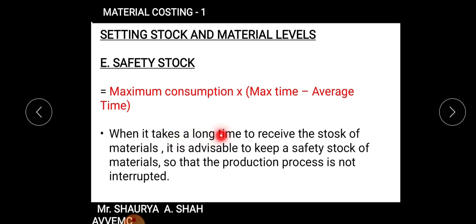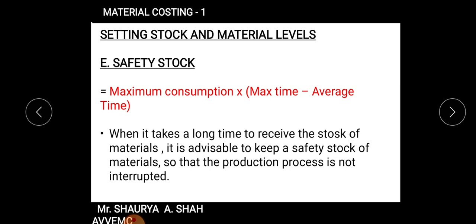Now, when it takes a long time to receive the stock of materials, it is advisable to keep a safety stock of materials so that the production process is not interrupted, right? When you know that your material will take a long time, as we saw in the previous example, it will take 25 long days to import it from another country. So as a cost ledger accountant, we need to maintain a safety stock level, so that if the level falls below the minimum level, there is a safety stock level which will help us to continue with the production, right? So that is safety stock level.